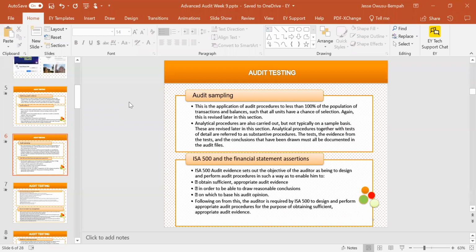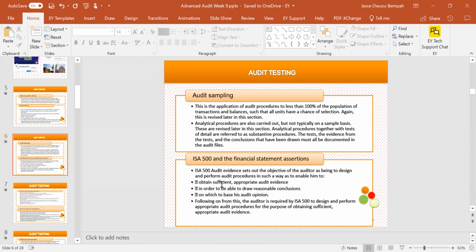And this helps him to obtain sufficient, appropriate evidence. Now, you always see these two words go hand in hand: sufficient, appropriate. I don't know if I've talked about it before, but sufficient simply means the quantity, the right quantity of audit evidence. Appropriate means the right quality or relevant. So the evidence has to be sufficient.